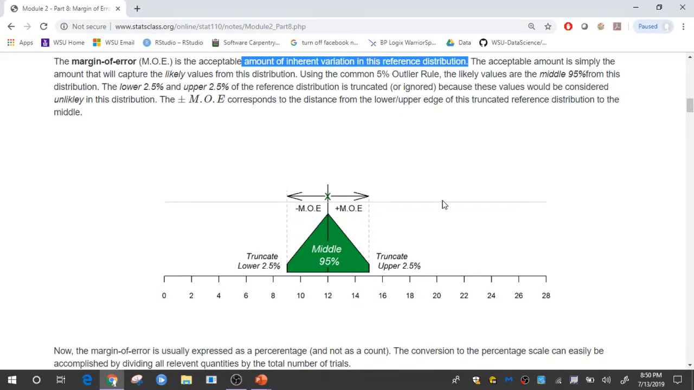Now, almost always when we're talking about margin of error, we'll talk about the plus and minus margin of error. And what that simply means is that from my study outcome, I'm going to go up and down a certain distance, and that distance is called the margin of error. And what that allows us to do is understand what values are likely to occur over repeated sampling from my population.